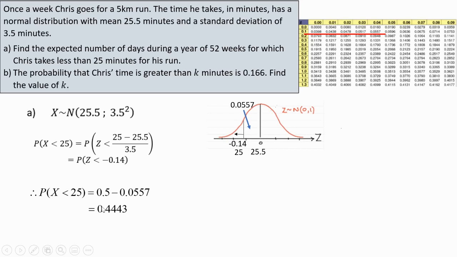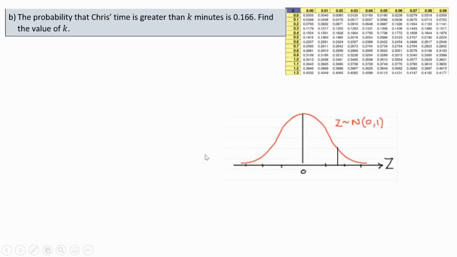The next question says the probability that Chris's time is greater than k minutes, and they tell us that the probability is 0.166. Find the value of k. So once again, I put my mean in, 25.5, and this time I put my k value in there. They've given me this probability, so I can fill that in. Now I want to find out what this value is because of my z-score. So I go 0.5 minus that, and I get 0.334.